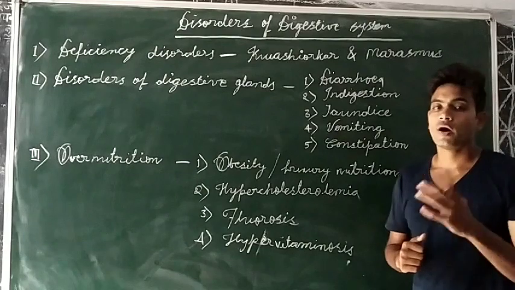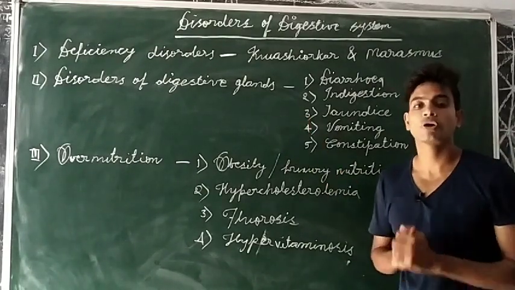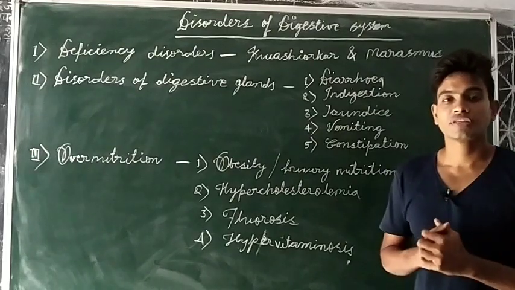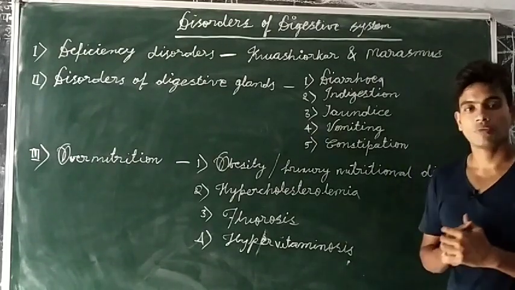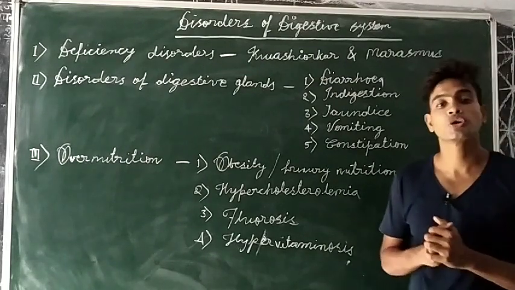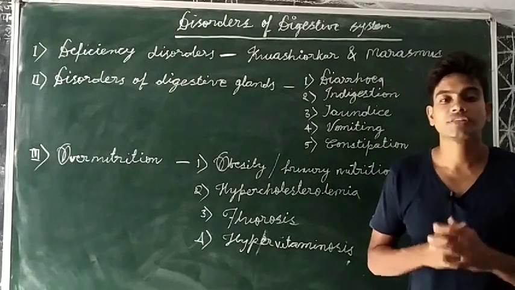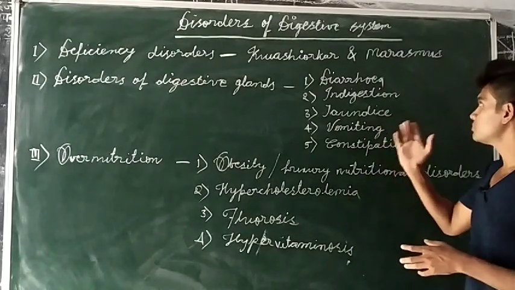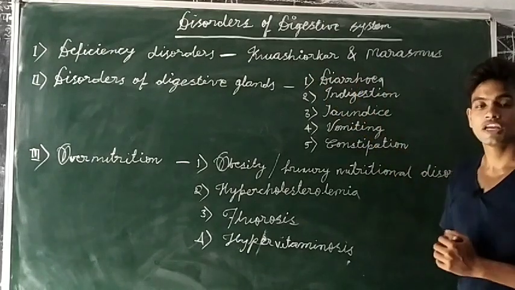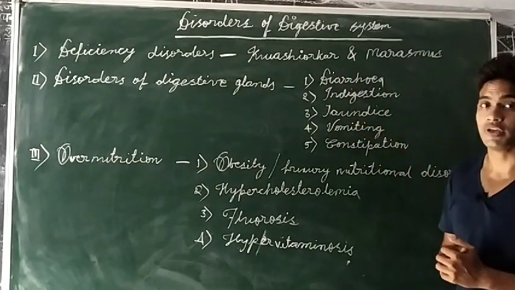Now see, why does diarrhea occur in these deficiency disorders? Because when we do not eat enough food, when there is lack of nutrition in our body, our digestive system becomes weak, and because of the weak digestive system, we cannot digest the food which we eat. That is why the symptoms of both these diseases include diarrhea and sometimes anemia as well.